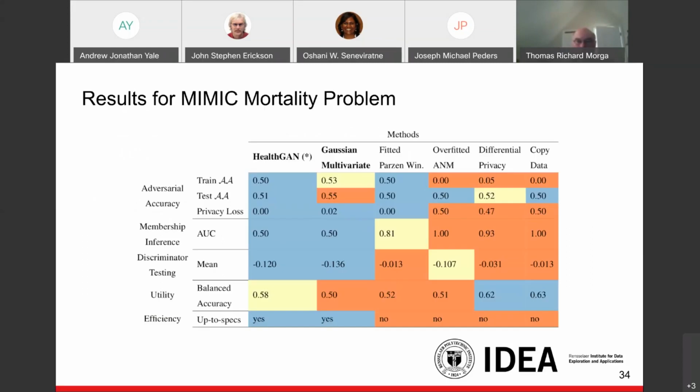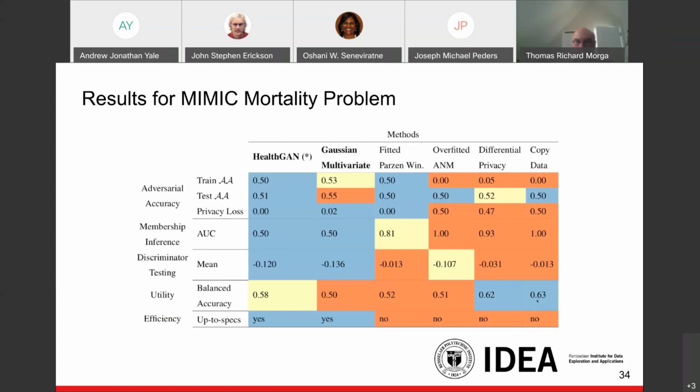To share those results, we can see over here. I'll actually start over on the right. With a copy of the data, our training adversarial accuracy is 0. That makes sense. It's completely overfitting. It's the most overfitting you can be. Our test adversarial accuracy is 0.5, which also makes sense, but our privacy is low. Our privacy loss is high, at 0.5. And then with a membership inference attack, 1.0, because you can easily differentiate between the training and the testing using the training data. And then using the discriminator testing, this is again that baseline of 0.013.